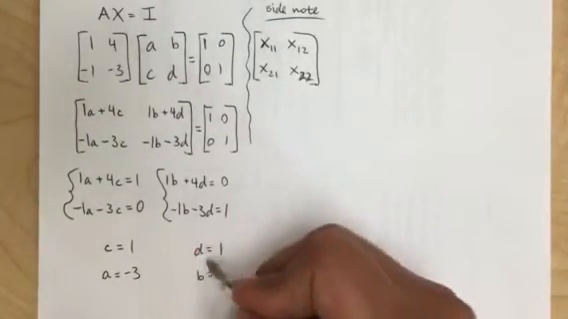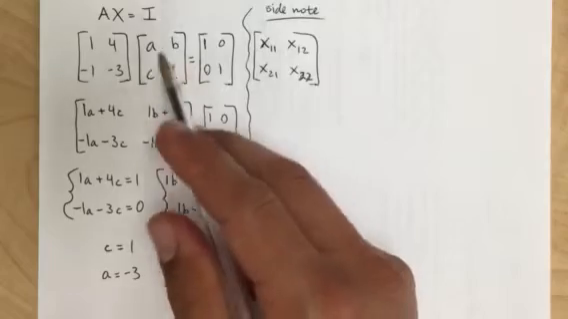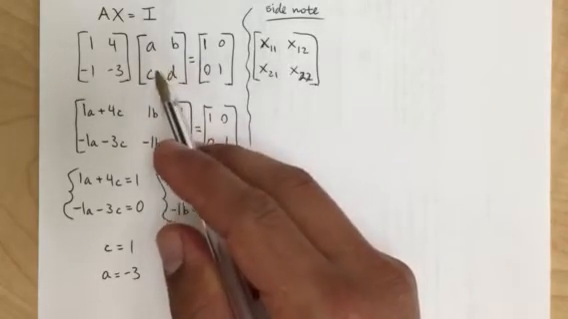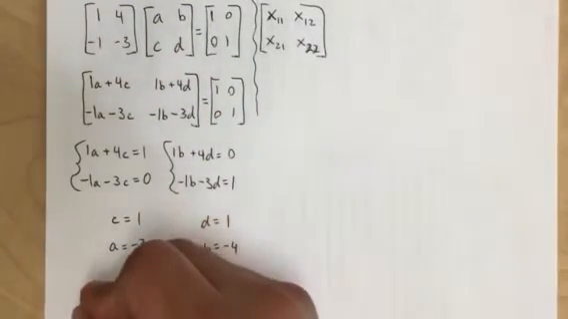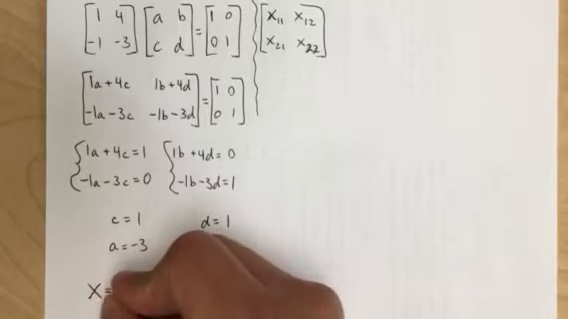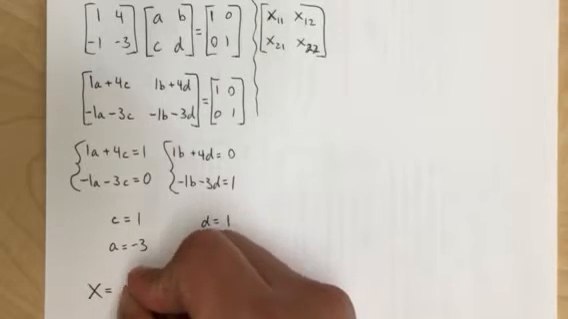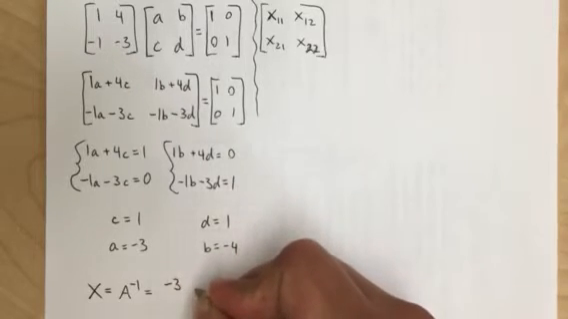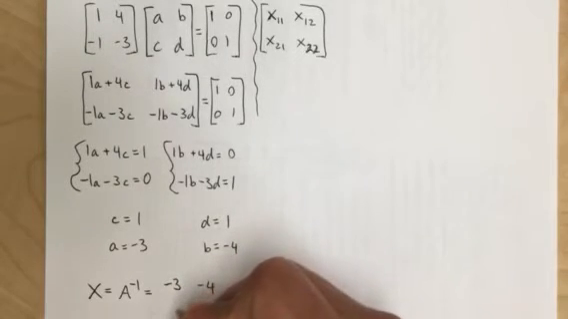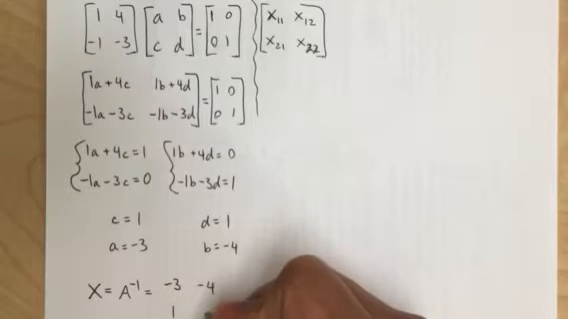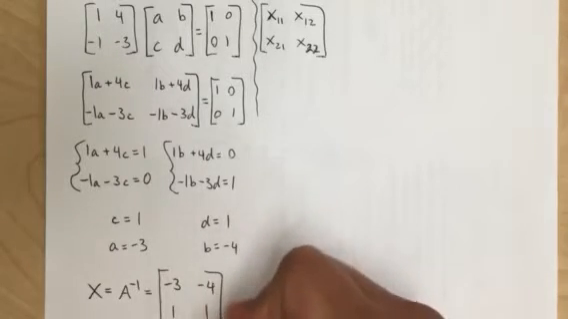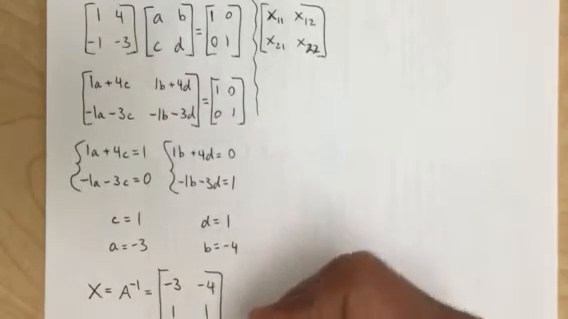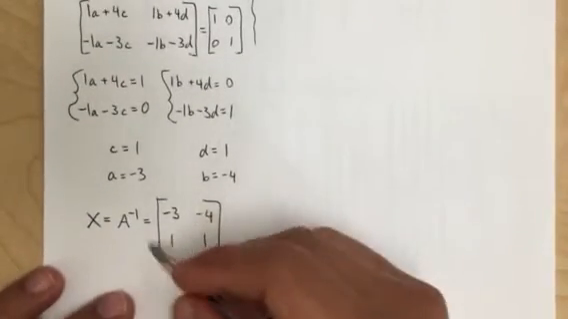Now we can go ahead and plug these back into our unknown matrix, and we have found our inverse. So X is really our inverse of A, and we found that it is negative 3, negative 4, 1, 1. And that is our inverse matrix right here.